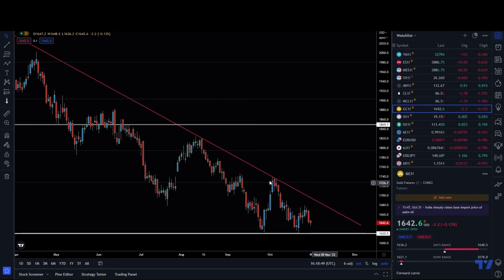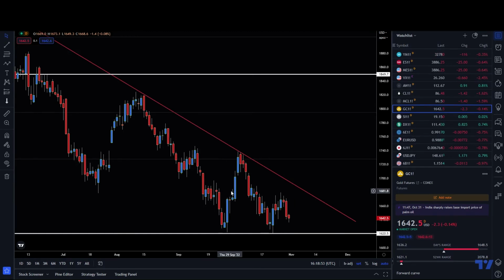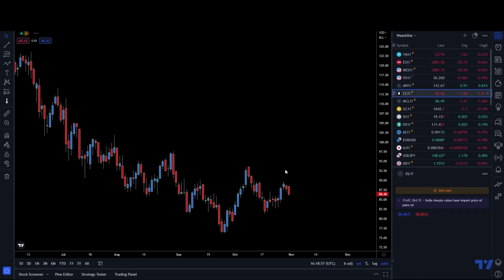So that's pretty much what I mean by end of day trading. Another example, let's take a look at another market here. I guess we could look at this one. What is this?